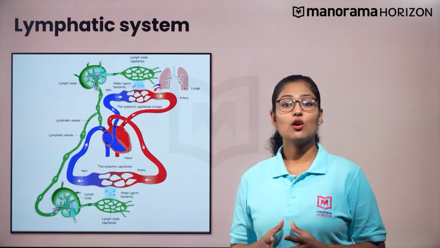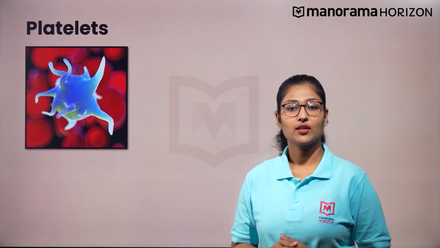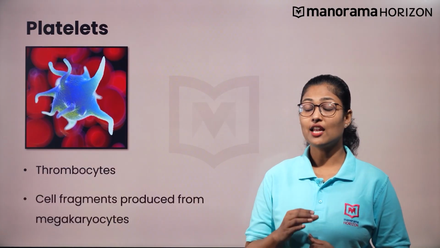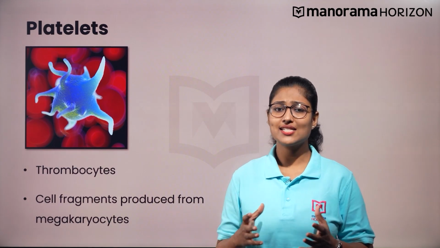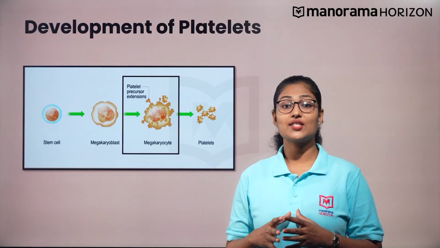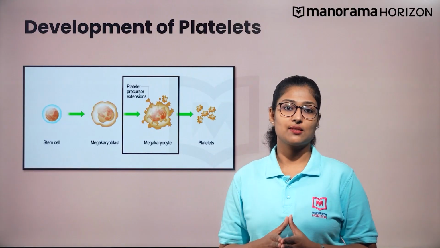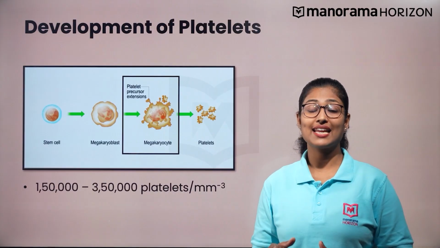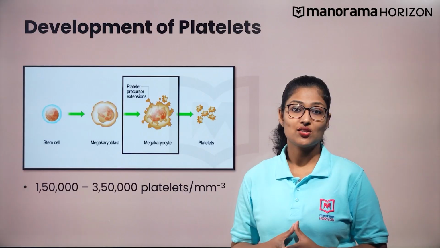Next, we shall look into another group of cells and they are the platelets. Platelets, also called thrombocytes, are the cell fragments produced from the megakaryocytes. So what is the megakaryocyte? Megakaryocytes are the large cells of the bone marrow that are the production sites for the platelets. The blood contains 1,50,000 to 3,50,000 platelets per cubic millimeter.